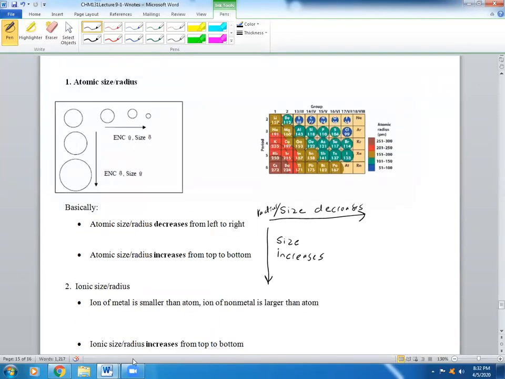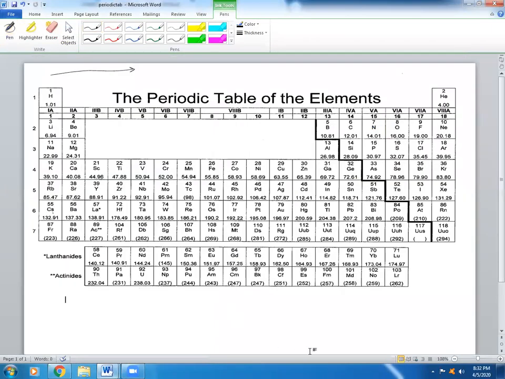So let's begin. Let's look at our periodic table. Instead of just saying this or that, and how do I remember left to right decreases, top to bottom increases? What I like to do is say, okay, you start with francium right here. We're not going to worry so much about these. And you draw a line from francium all the way to helium that way.